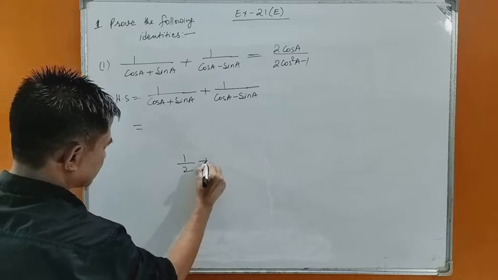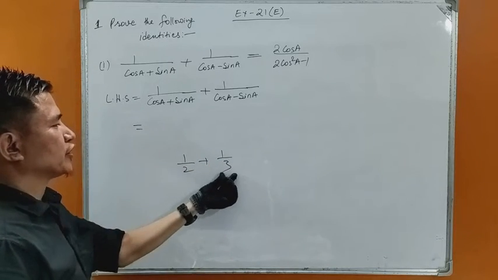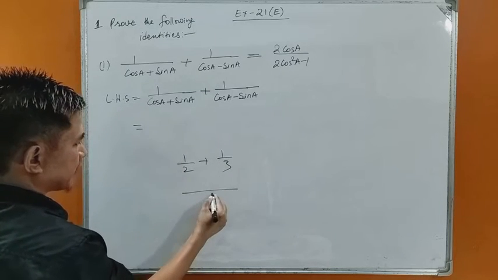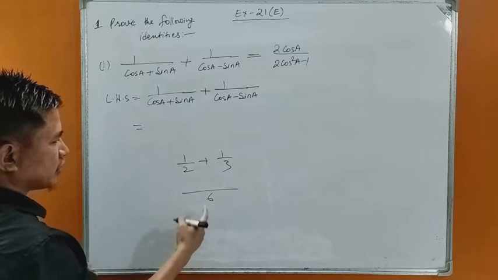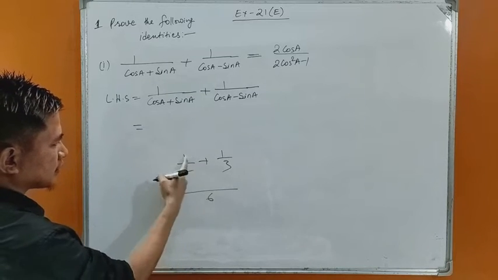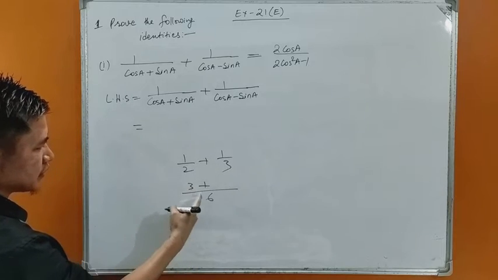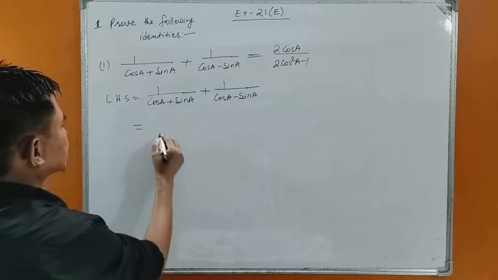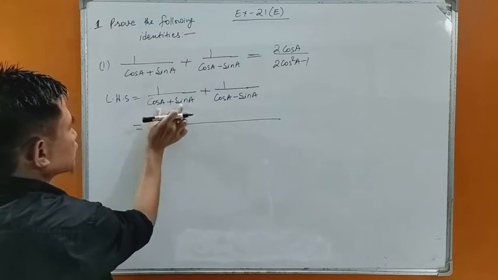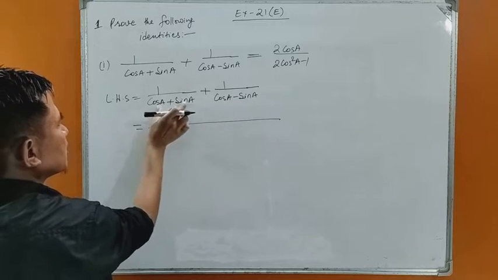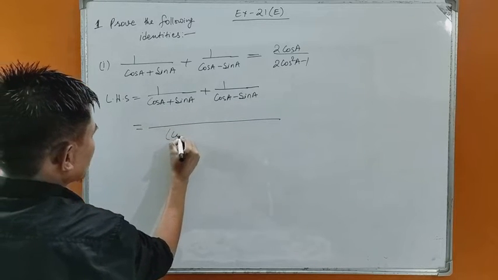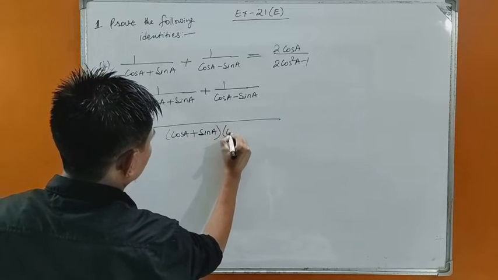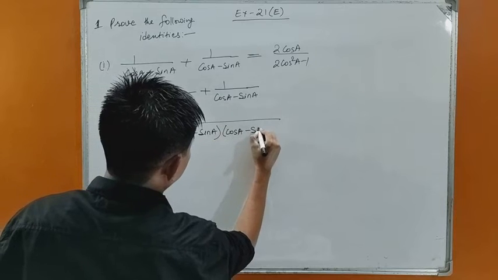If the numbers are like this, if there is no common multiplication table between the two numbers, what we do is we just multiply them and write the LCM as 6. 2 into 3 is 6. Now 2 3s are 6, 3 1s are 3 plus 3 2s are 6, isn't it? So 2 1s are 2. The same thing we are going to do here. We are going to take the LCM of the denominators. There is no common multiplication table between these two, so the LCM will be cos A plus sin A into cos A minus sin A.